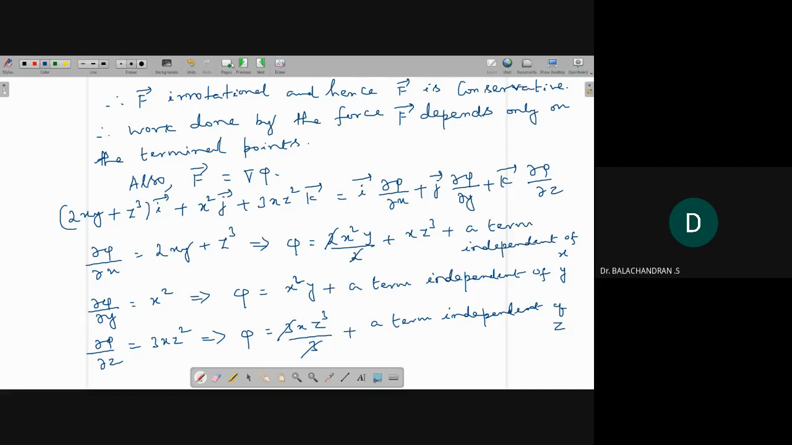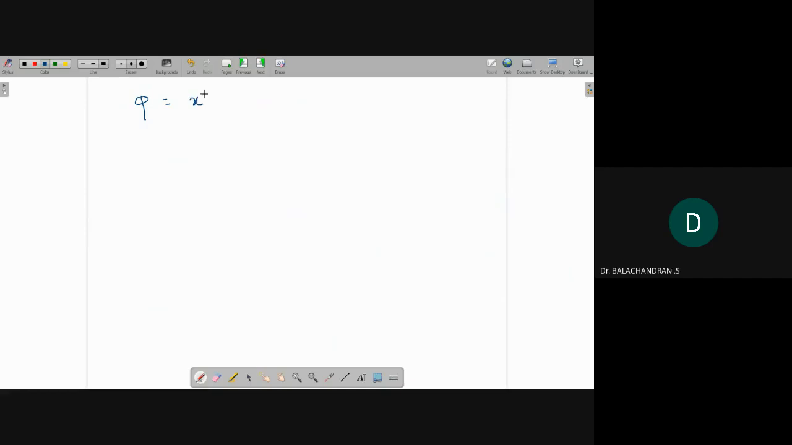So your φ is x²y plus xz³ plus c. Okay. So now work done equals the integral from a to b, a is the point (1, −2, 1) and b is (3, 1, 4), of F vector dot dr vector.